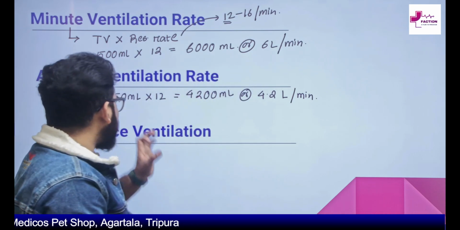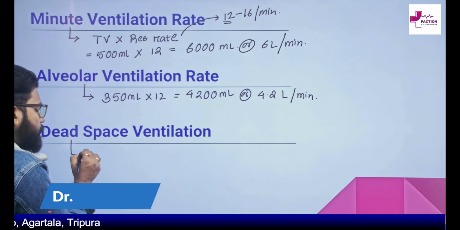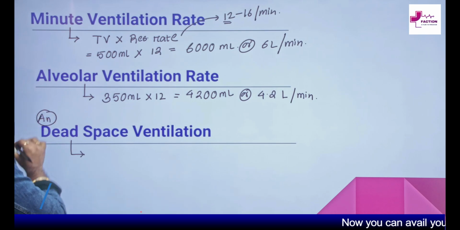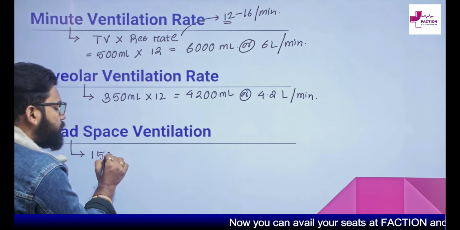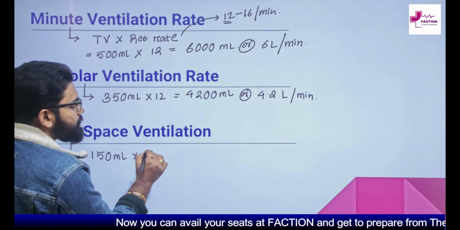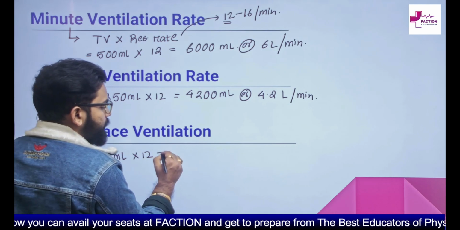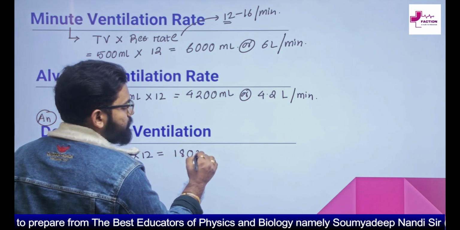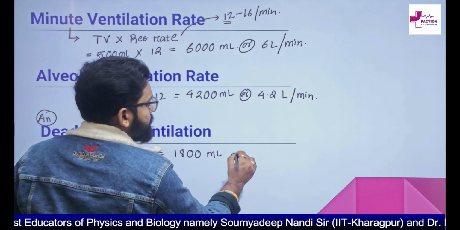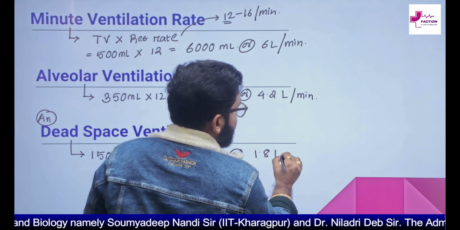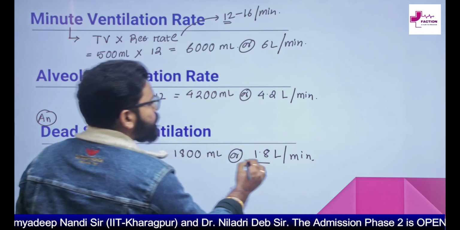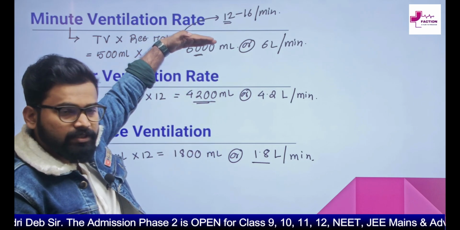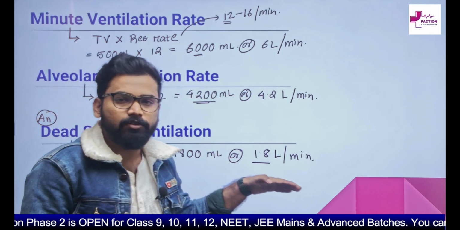Last, the dead space volume ventilation. How much of air is present as in the anatomical dead space? Here dead space means the anatomical dead space. This is around 150 ml into 12, that turns out to be around 1800 ml, or you can say 1.8 liter per minute. You can simply calculate it by deducting this from this one. This is the total tidal volume, this is the available volume, this is the unavailable volume that is exchanged per minute.